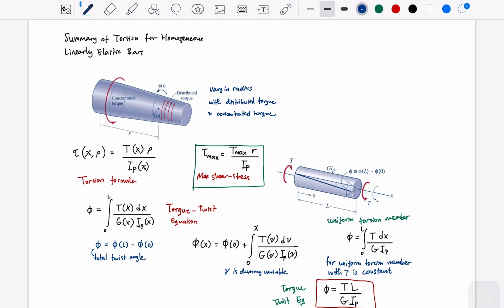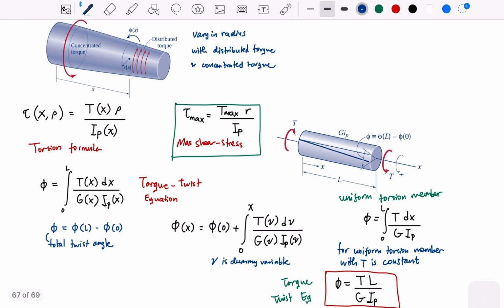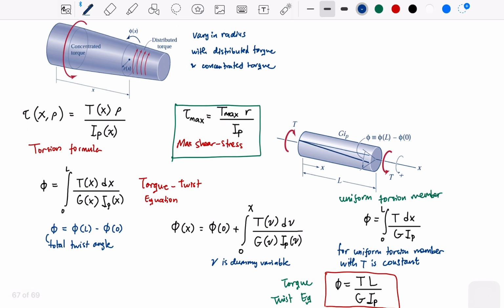Okay, so there are at least two formulations that we are going to see a lot in torsion. The first one is the tau, relating the torque and the inertia, and also the twist angle, which also involves the torque and inertia within the formula. So these two formulas we are going to use a lot in solving most of the problems.